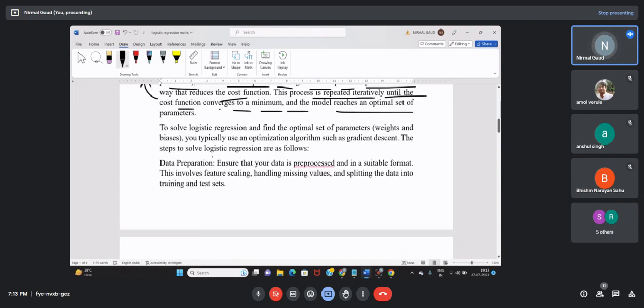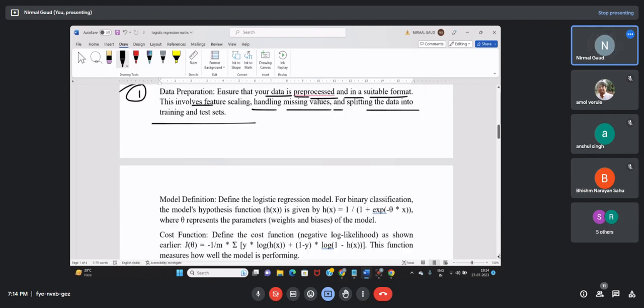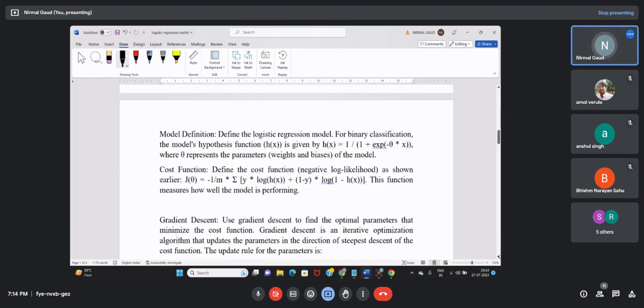To solve logistic regression and find the optimal set of parameters, that is the weight and the bias, we typically use optimization algorithms such as gradient descent. That means again we need to go down and find the global minima. So how do we do this task? First is data preparation. Ensure that our data is pre-processed, with missing value handling and everything, and then we split our data into training and testing. Then we put our training data into the model.